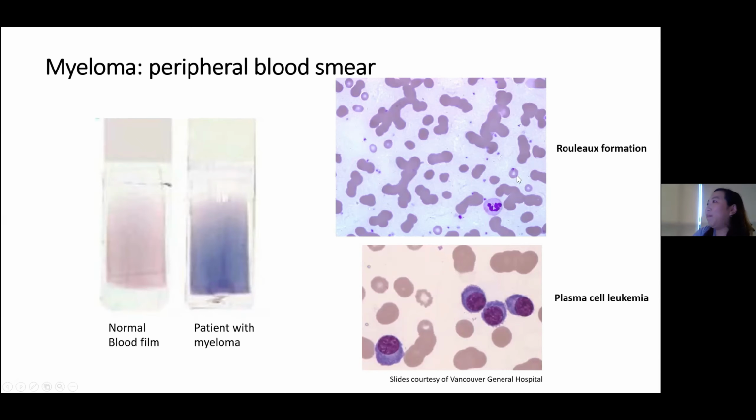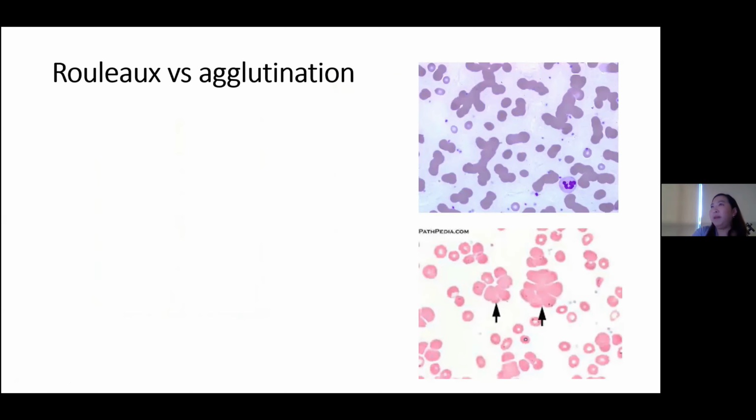And we talk about rouleau formation, and you sometimes can see plasma cells circulating in the blood as well. So whenever you see rouleau, make sure you look for any increased plasma cells in the blood, which can indicate plasma cell leukemia if it's more than 20% in the peripheral blood.